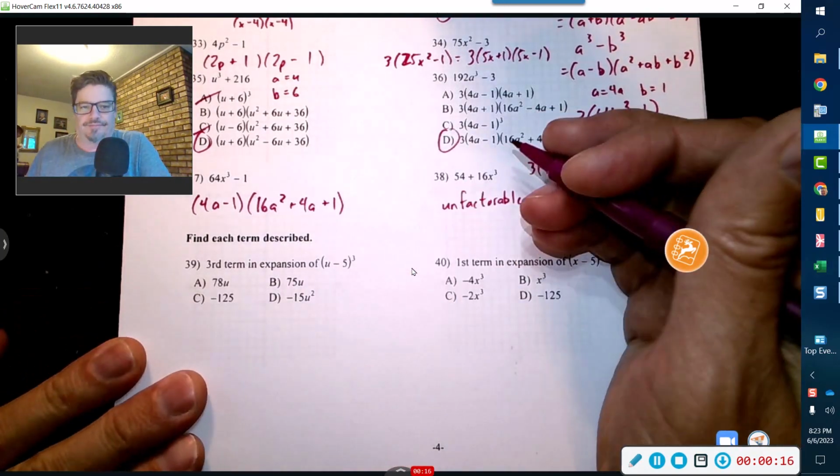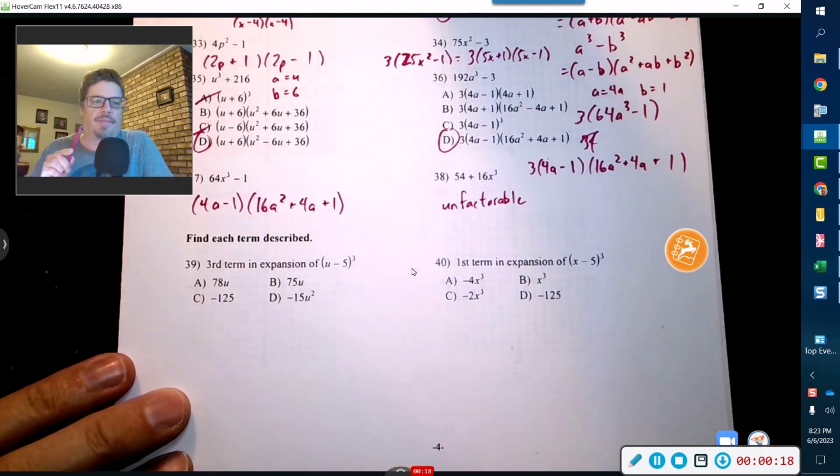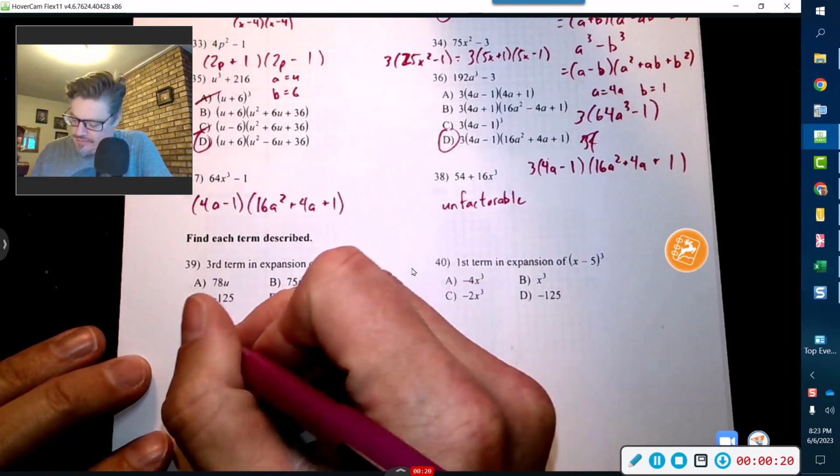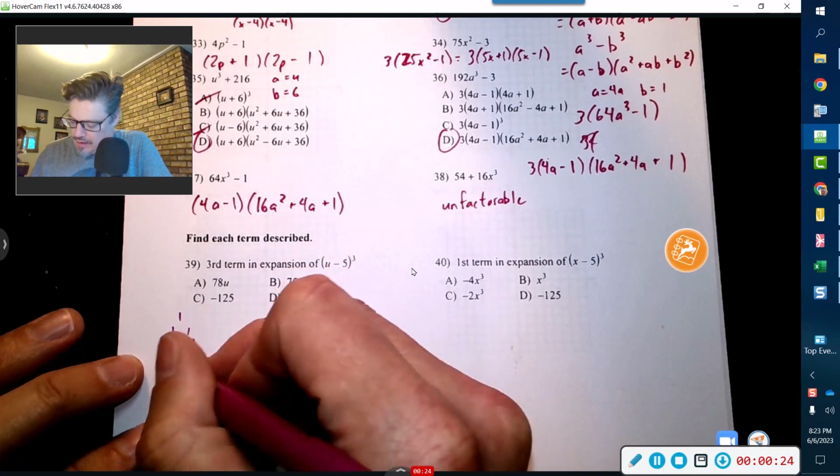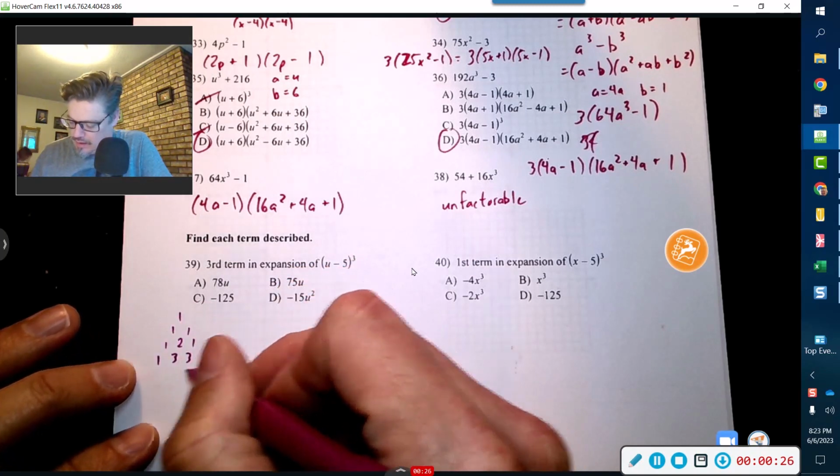Happy birthday to you. While they're doing that, I'm gonna write the triangle. Happy birthday to you. Happy birthday, dear Rufus. Happy birthday to you.